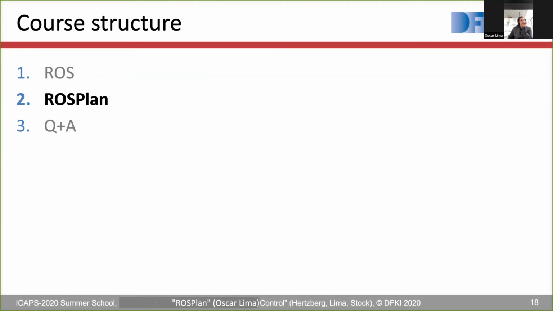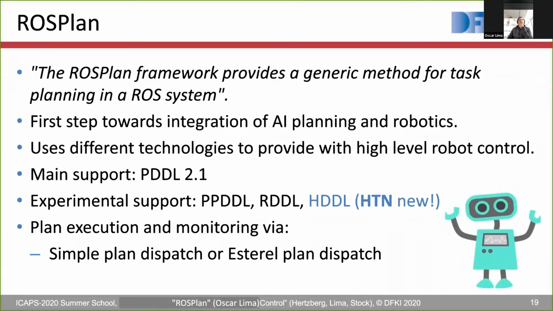Yeah. So let's go to the ROSPlan part. So what is ROSPlan? ROSPlan is a framework that provides a generic method for task planning in a ROS system. This is just taken from the GitHub repo. And intuitively, ROSPlan are the first steps towards the integration of AI planning and robotics. We do not claim to have a full solution because it's a hard problem, but we are continuously working there to improve and to make it better.